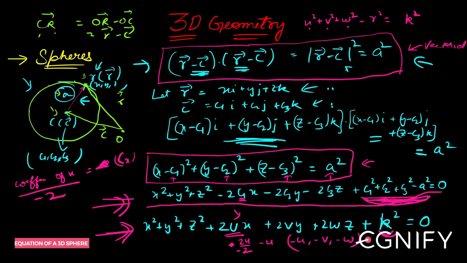So obviously the radius formula also can be got from here, and that's basically the square root of u square plus v square plus w square minus k square. So you can always relate this equation to this equation, and that's how you will deal with spheres in 3D geometry. This is all about the equations of a sphere in both Cartesian and the vectorial form. Let's move on to the next subtopic in this particular thing called 3D spheres.